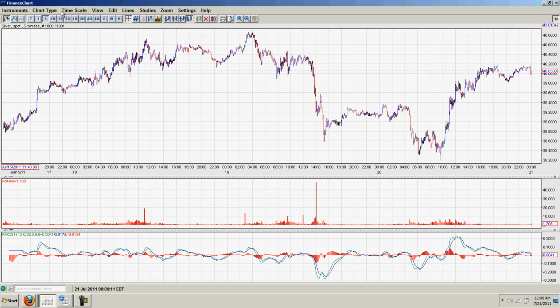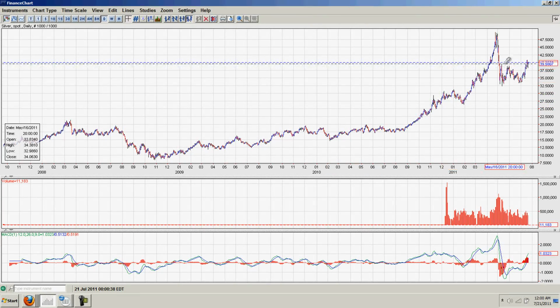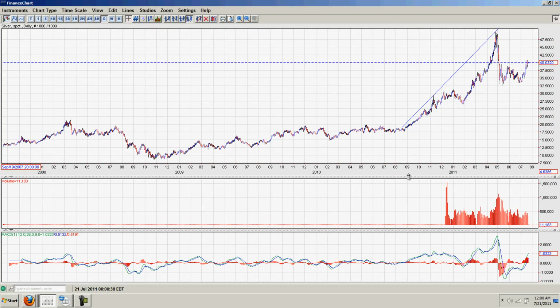And when this market blows up, which it inevitably will, because markets are greater than governments, then this price is going to go at such an astronomical rate that you won't believe your eyes.